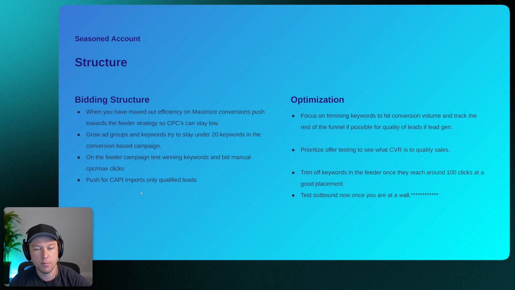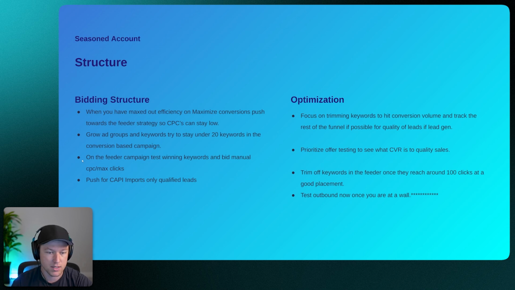And so when we push for CAPI imports, what that does in essence is it gives us more conversion data to feed over to the algorithm, which will then allow it to learn faster and grow further into its ecosystem where other campaigns might not necessarily see that data in the first place. So it's a really, really big advantage.